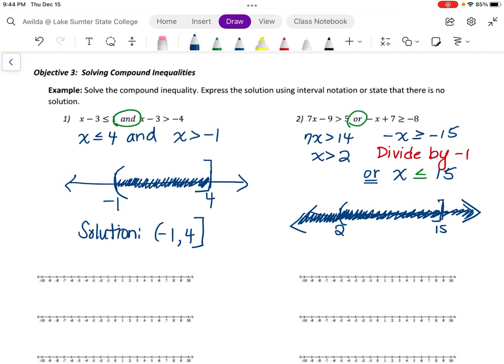Because this is an or inequality, this means that x doesn't have to meet both criteria. It could meet one or the other and still be part of the solution set. Because we've essentially shaded the entire number line, the solution set is going to be the set of all real numbers, which we'll write as the interval that goes from -infinity to +infinity.